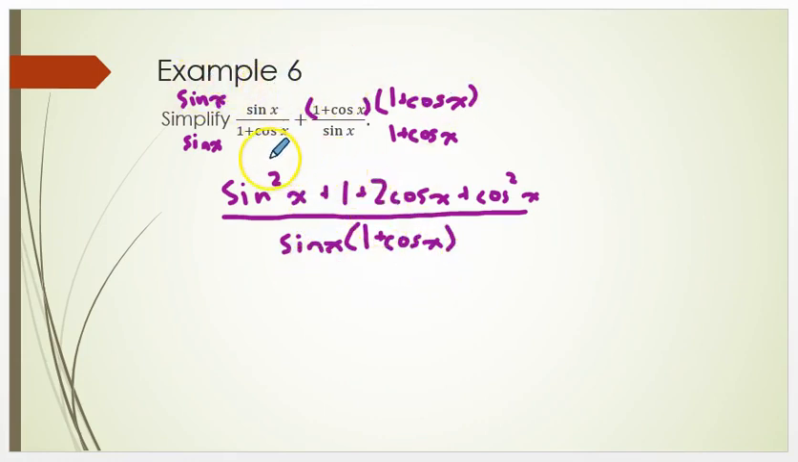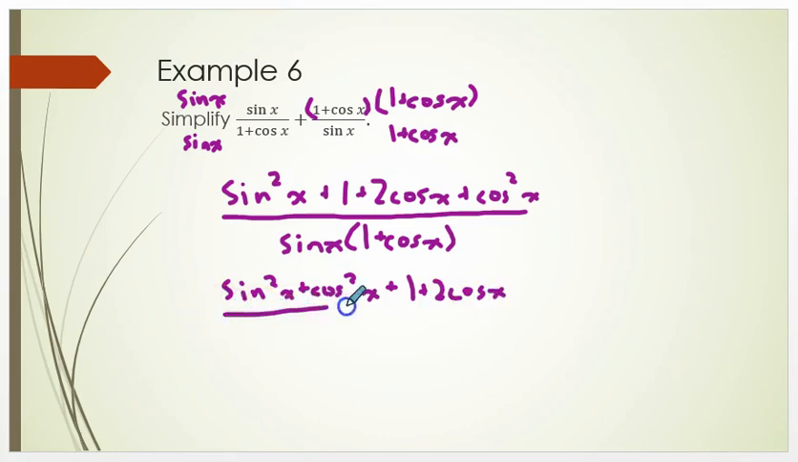And then now I see that I have a sine squared plus a cosine squared. Well, you can rearrange these to get them closer together if you want. You can write sine squared plus cosine squared, because the order of addition does not matter. As long as I still have all the stuff being added here, plus 1 plus 2 cosine of x, then the order that I add these terms in does not change my answer. And I haven't done anything to the denominator yet.